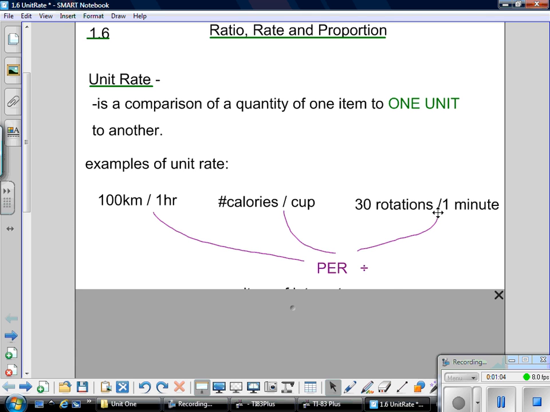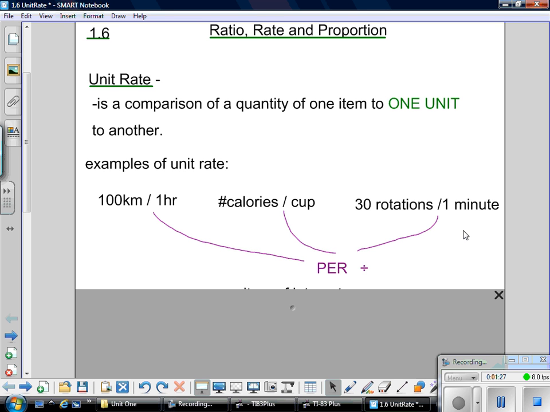Every time I said per, I'm talking about that slash. That slash translates into per, and in mathematics, it translates into dividing. Often when you go into a grocery store and look at the little tabs just underneath the product, it will tell you a unit rate. That way consumers can compare the best price.